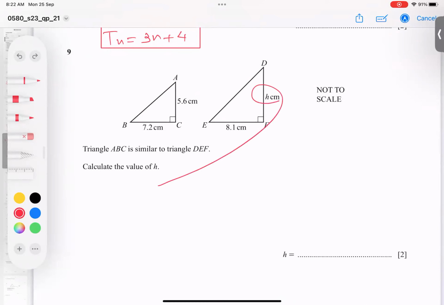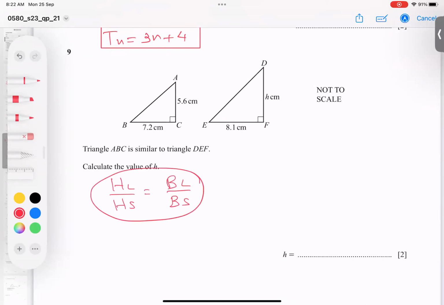The unknown is bigger, so I write it up. So height of the large, height of the small, base of the large, base of the small. Because all are lengths, so no squaring, no cubing. Height of the large is the bigger one, and height of the small is 5.6. Base of the large is 8.1, and base of the small is 7.2. And we simply multiply there, and that's it.